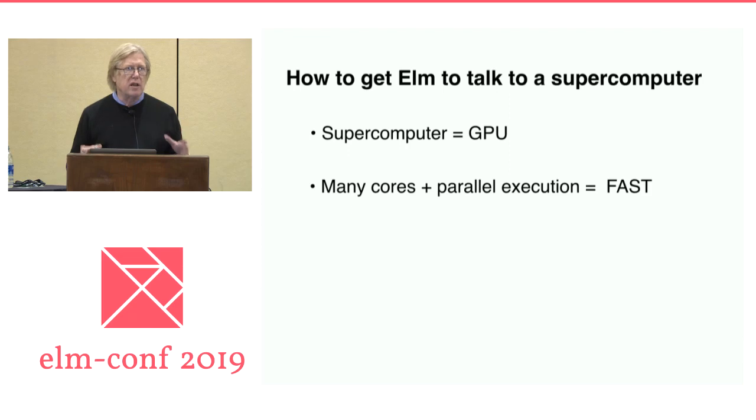GPUs are unlike the CPUs on our computer, which have 4 to 8 cores. They typically have on the order of 100 cores. And some GPUs have up to 1,000 cores or more. So GPUs have lots of cores. They can execute code in parallel, and that means they're really fast. So you saw that in the demo that Andre rigged up there.